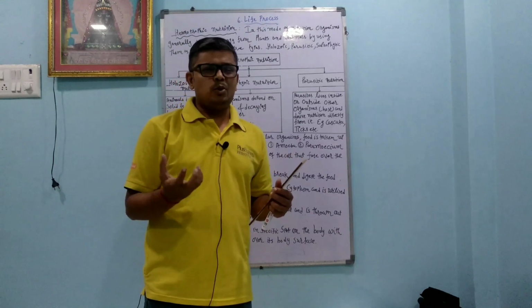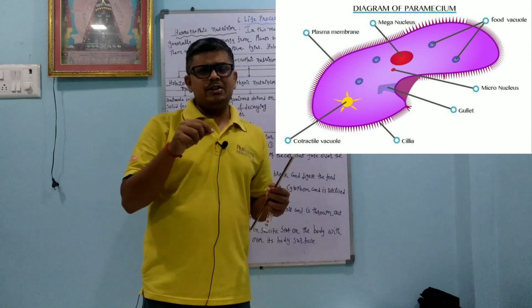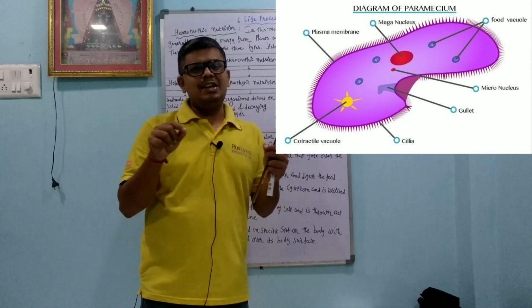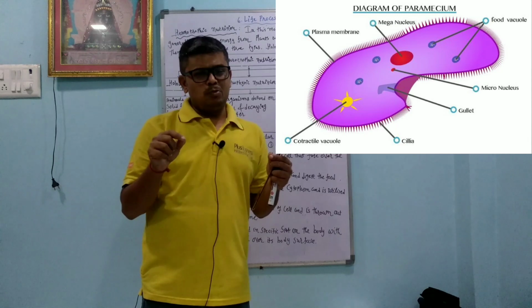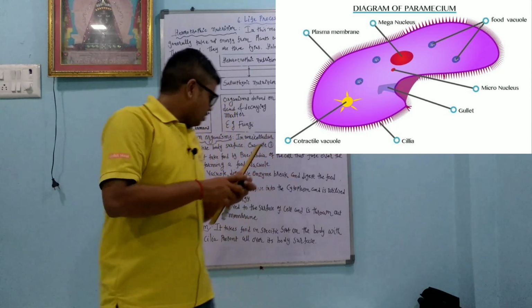Dear student, we are going to learn about the paramecium. Paramecium does not have the tendency to make pseudopodia, but it has a cilia-like structure for locomotion, and it captures the food also by cilia.